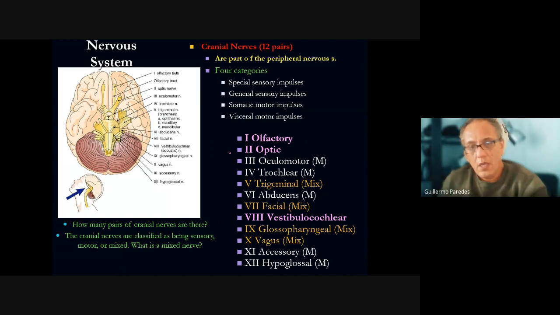Yes. Now, I want you to remember these three numbers, 3, 4, and 6. 3, 4, and 6 are the oculomotor nerves. Forget about motor or mix. Oculomotor, we have the trochlear nerve, number 4, and number 6, the abducens. These 3, 4, 6 are for eye movement.